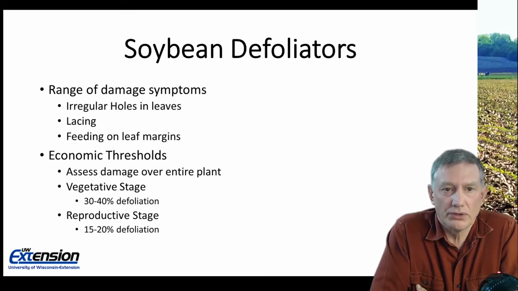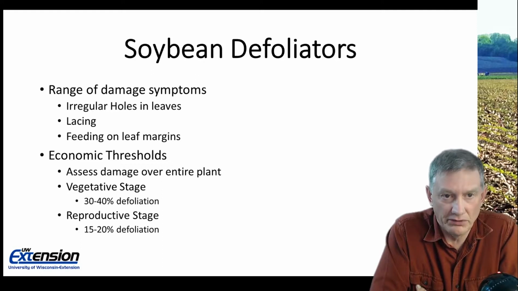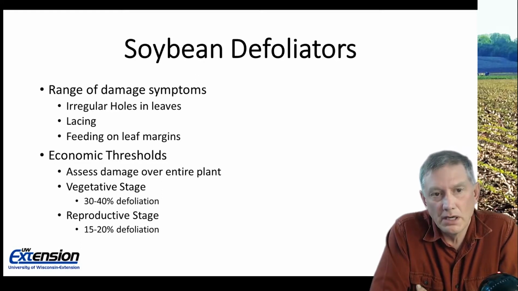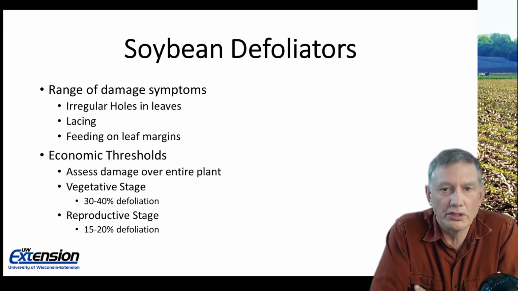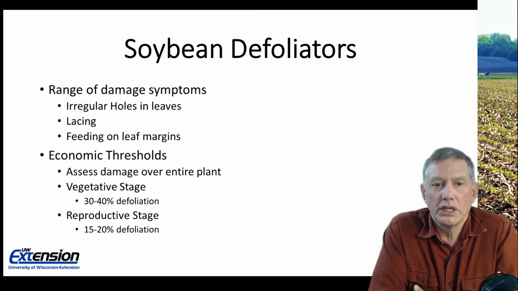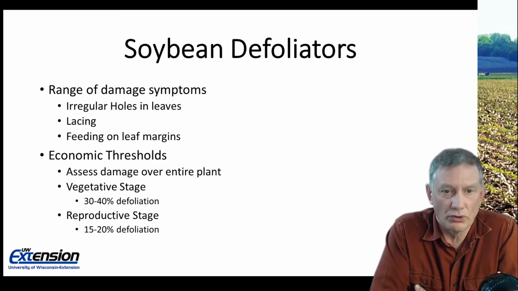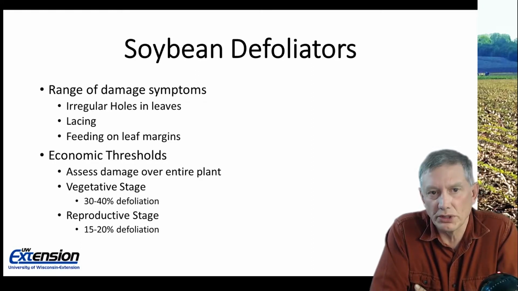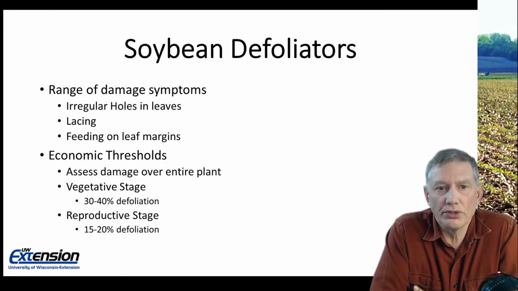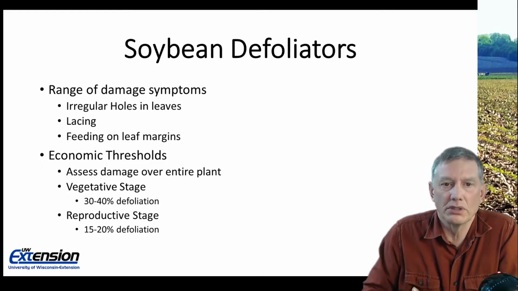The economic threshold has been developed. It's two-part, because of soybean growth stage. On the vegetative stage, it's between 30 to 40% defoliation. And once we get into those R, or reproductive stages, that plant is much more susceptible, and the economic threshold is reduced significantly to about 15 to 20% defoliation. But it's important that you assess the damage over the entire plant, not just on the upper leaves.